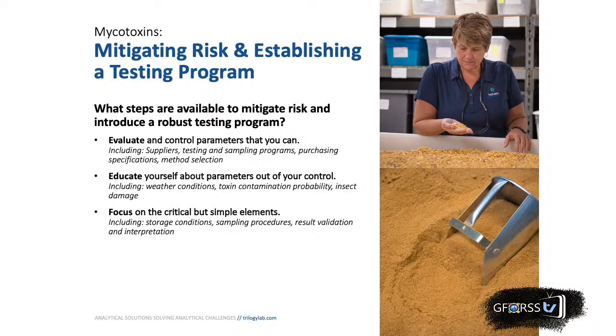Things like how we do sample prep, how we train our staff, how we confirm our results, etc. Next, educate yourself and your staff about parameters that are out of your control. Can you watch weather patterns and determine if problems are a possibility? Also, look closely at your commodities and know what toxins are most likely to be problematic. Set some guidelines for acceptance criteria on physical characteristics, perhaps like bushel weight.